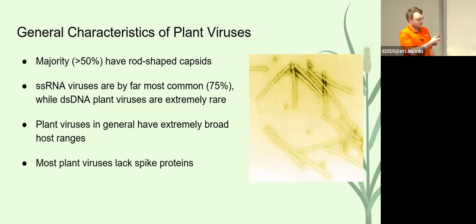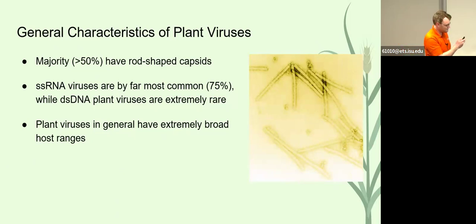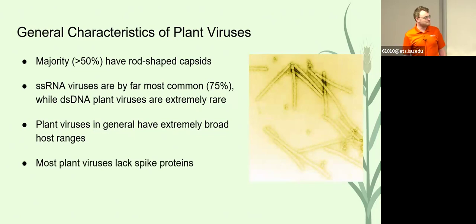Most plant viruses, and let's back this up here. I already revealed it. We'll go for it. Okay, most plant viruses lack spike proteins. Now, this is bizarre because we already talked about spike proteins getting you into the cell, right? So these guys don't have spike proteins.